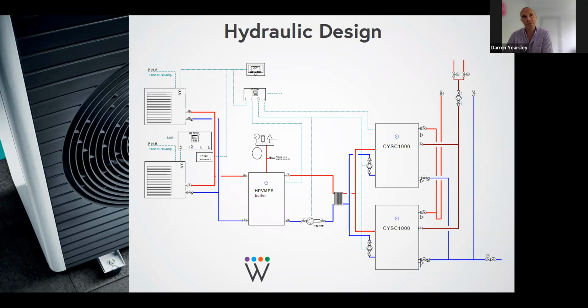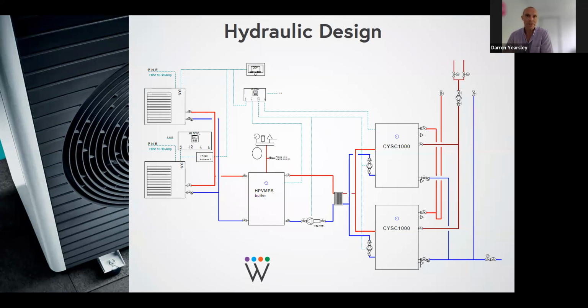All of the systems we supply will have at least two appliances on the recovery side and at least two cylinders on the storage side, but it runs in a modular way. So if we need 4,000 litres of storage, we'll have four 1,000 litre tanks. If we need 48 kilowatts of recovery, we'll have three heat pumps in cascade.